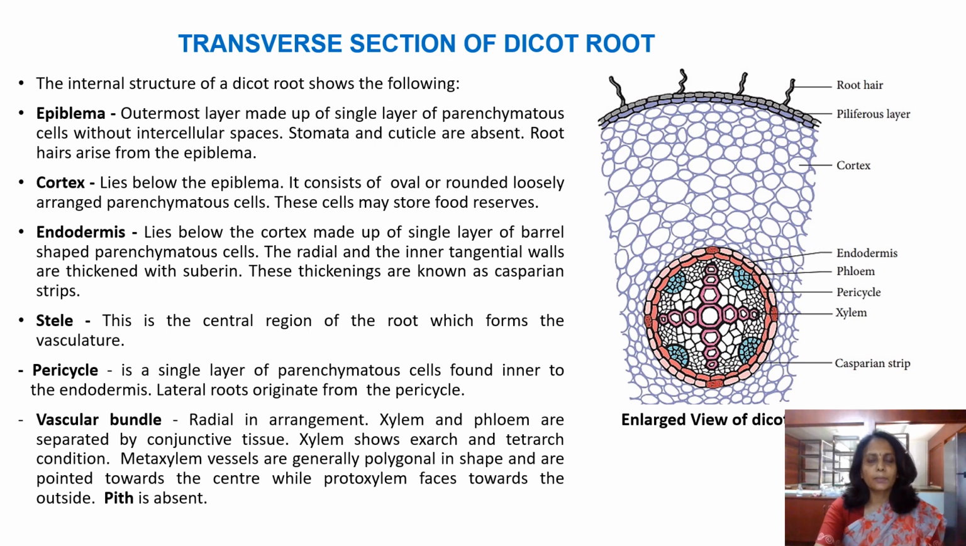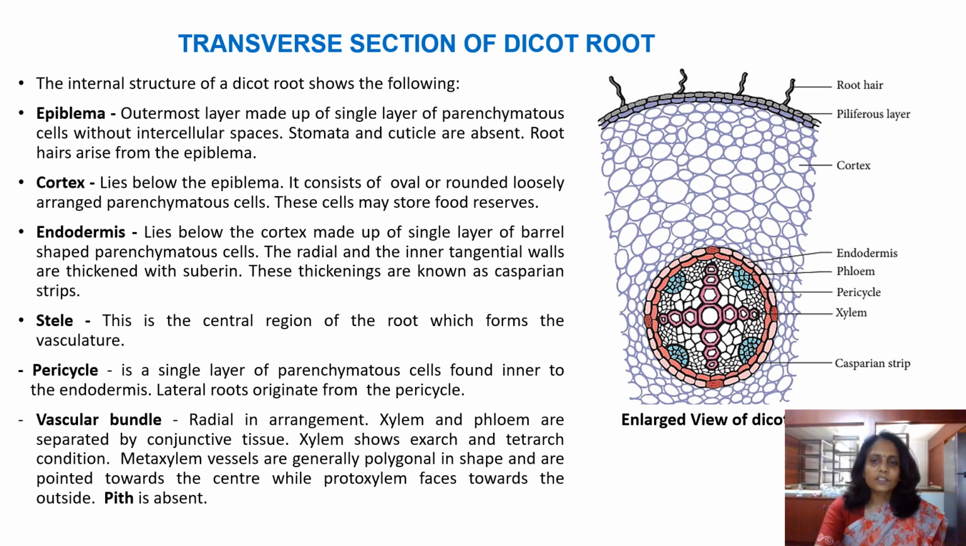Just below the epiblemma lies a large layer of cortex made up of loosely arranged oval or round-shaped parenchyma cells. These cells store reserved food materials. Below the cortex is found the endodermis, which is made up of barrel-shaped cells. The inner and the radial walls of the endodermis are thickened by suberin, and therefore these are otherwise called as Casparian thickenings or Casparian strips.